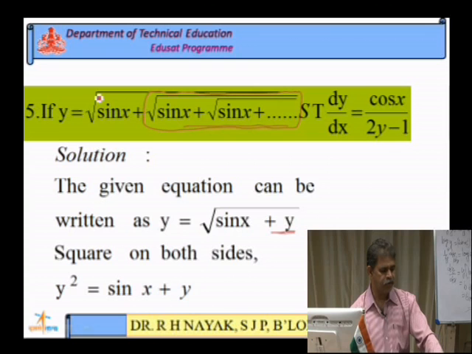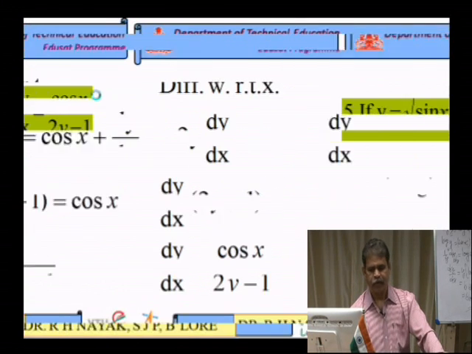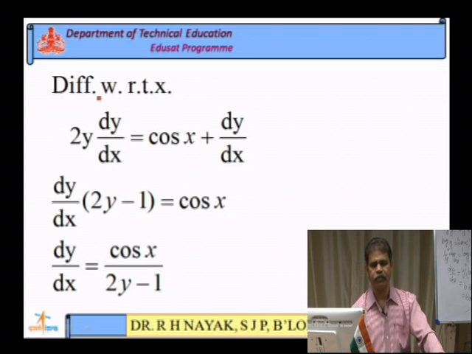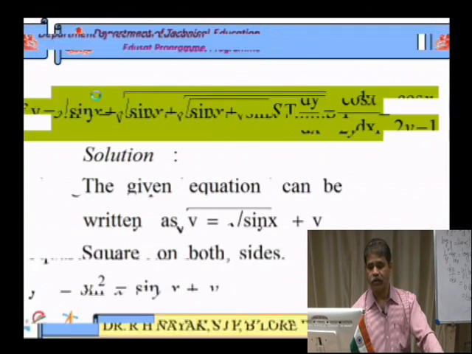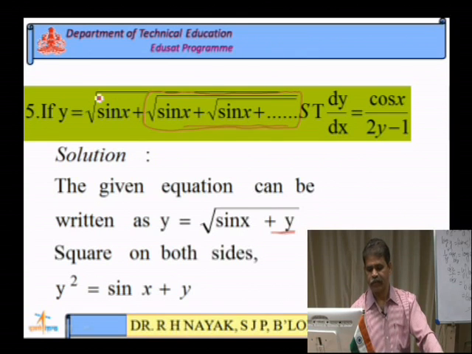Now, it is differentiated using implicit function. What is differentiation of y square? It is 2y into dy by dx, right, is equal to differentiation of sin x, which is cos x, plus differentiation of y, which is dy by dx.